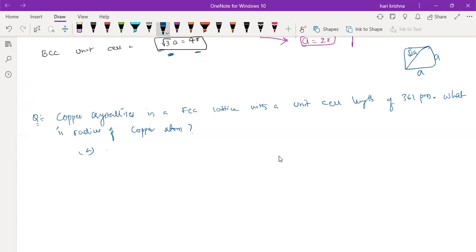Option A, 128 picometers. Option B, 157 picometers. Option C, 181 picometers. Option D, 108 picometers.